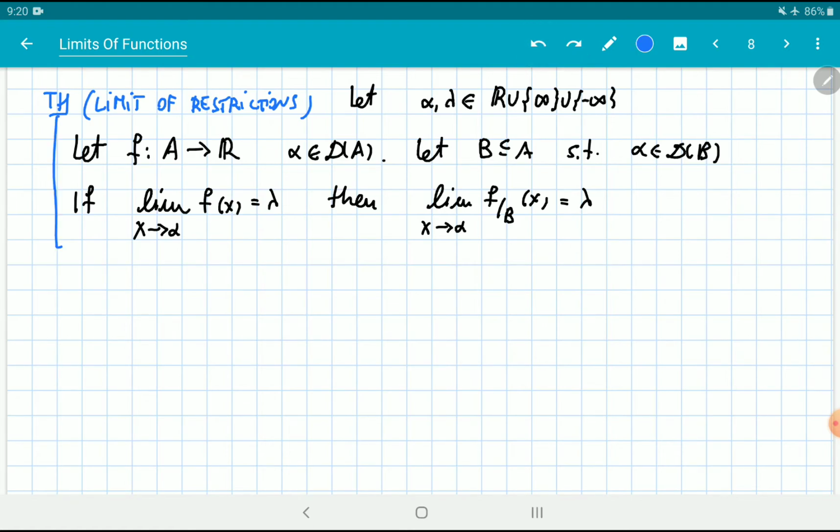So this theorem says if you have a function that has a certain limit, and you take a restriction, that has the same limit. And clearly we need to require alpha to be an accumulation point of B, because otherwise we cannot look at this limit here.